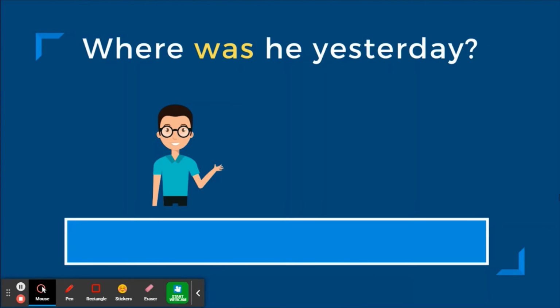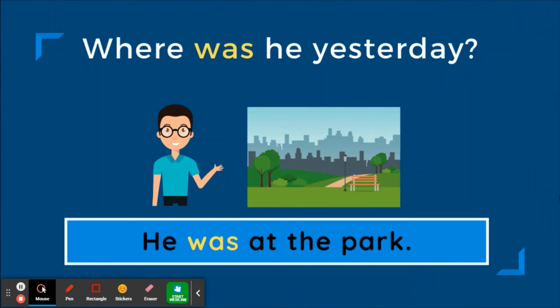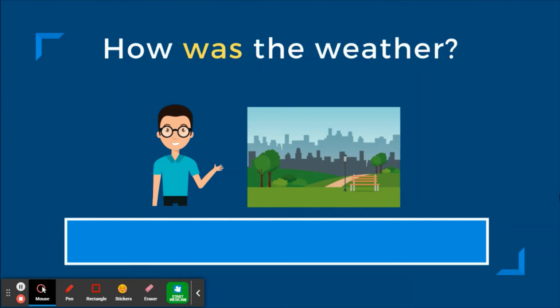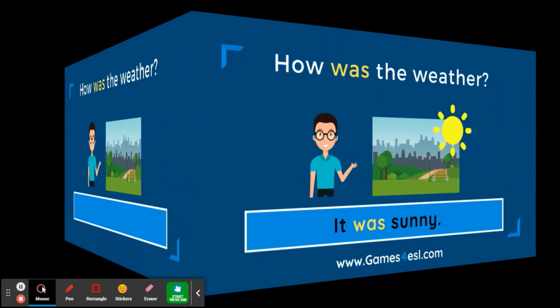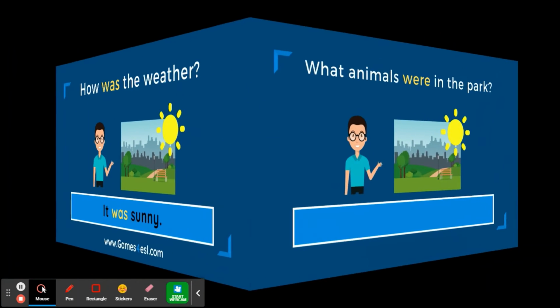Where was he yesterday? He was at the park. Remember to practice with me. Okay, let's do it. How was the weather? So tell me, how was the weather? Oh, yes, very good. It was sunny. Good. It was sunny.